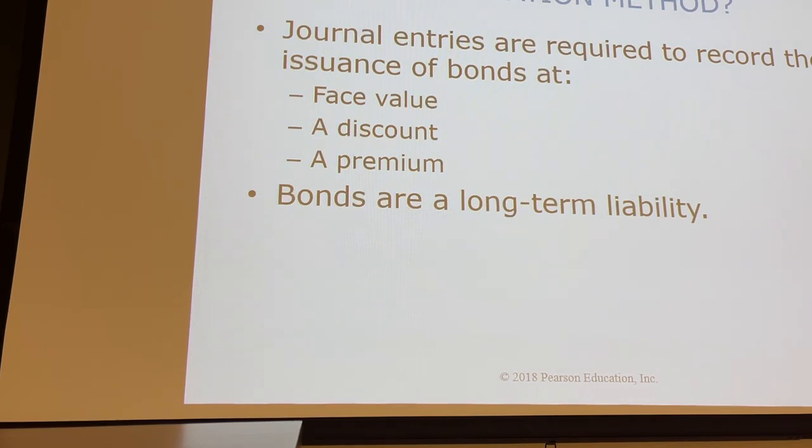It usually has to be for a maturity of 5 years or longer before you call it a bond. If it's for less than 5 years, you would call it a note instead of calling it a bond. So bonds are generally for something between 5 years and 30 years.